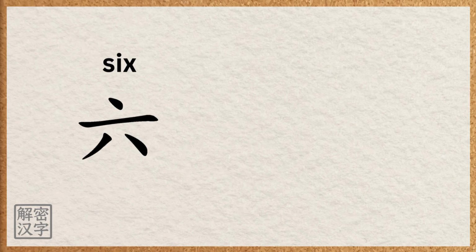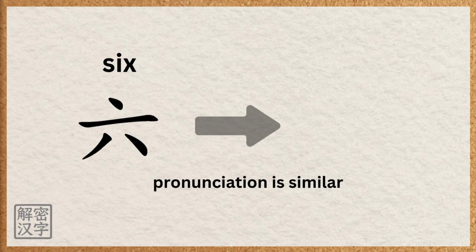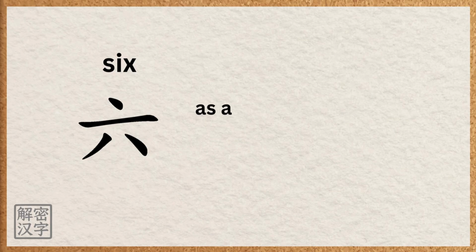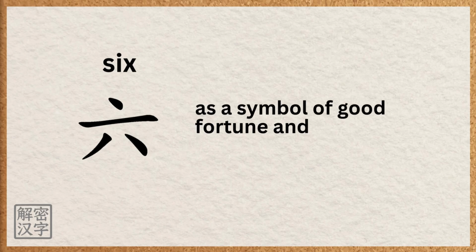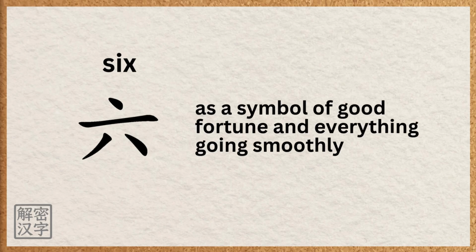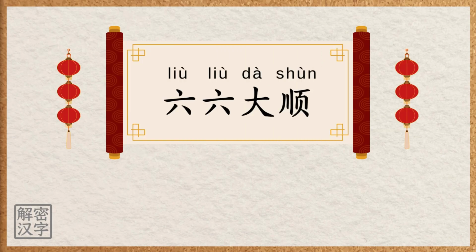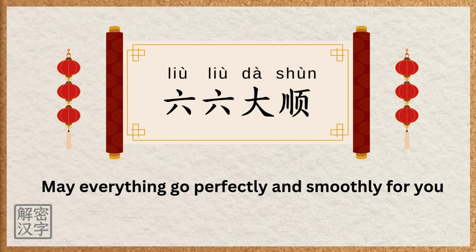Chinese people love the number 6 because its pronunciation is similar to the word for smooth or going well. So the number 6 is often seen as a symbol of good fortune and everything going smoothly. There is a popular saying, 六六大顺, which means, may everything go perfectly and smoothly for you.